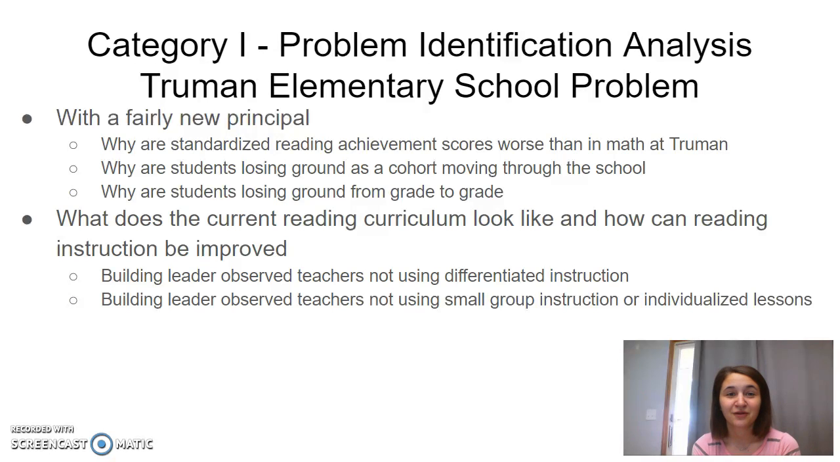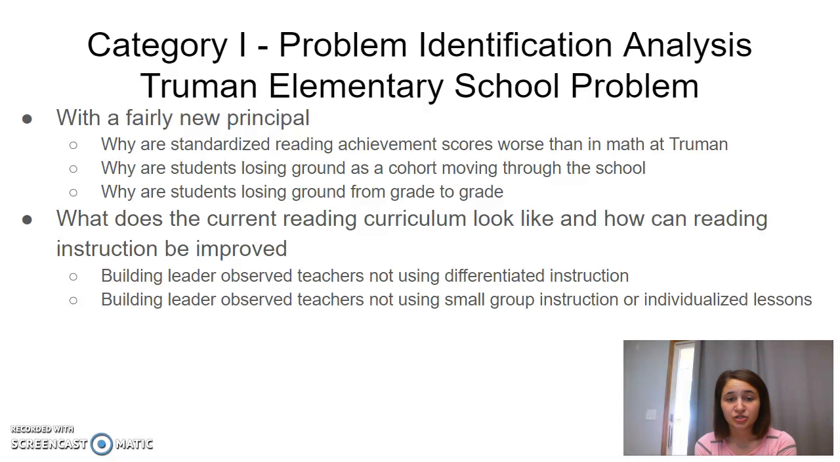Continuing again with Category 1, looking at the problem for Truman Elementary School. With a fairly new principal, why are their standardized reading achievement scores worse than in math at Truman? Why are students losing ground as a cohort moving through the school? Typically, you would see them increasing in their knowledge, whereas at Truman, they are decreasing. Why are students losing ground from grade to grade? What does the current reading curriculum look like, and how can reading instruction be improved?